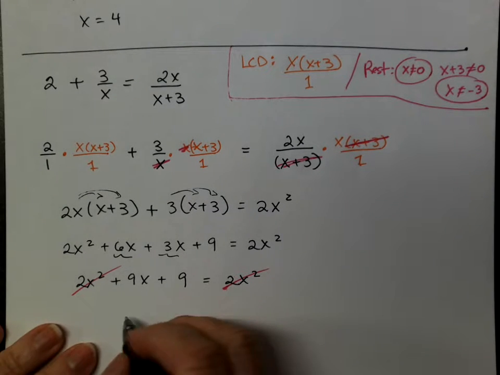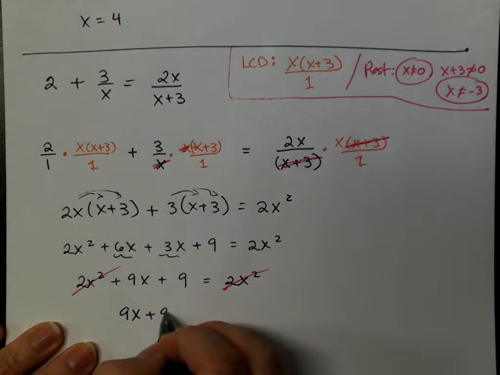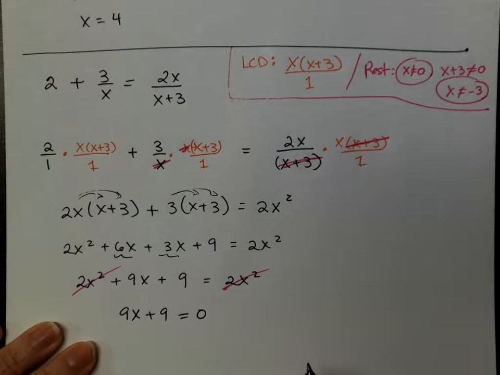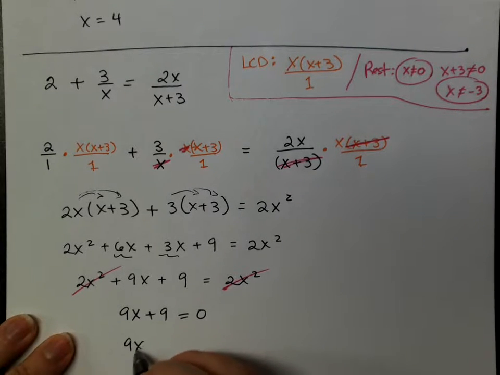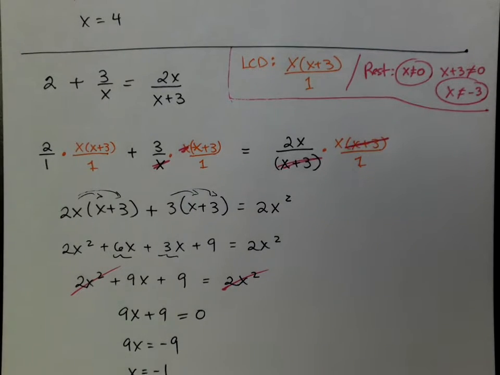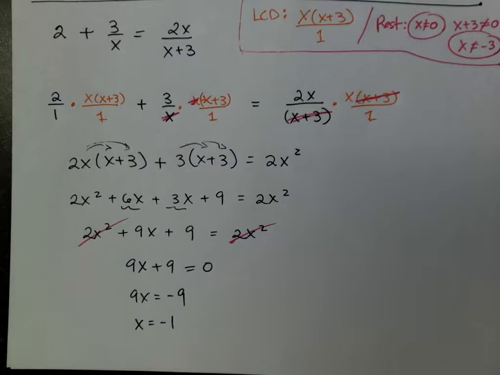Now what that gives me is standard form, but I don't need standard form for linear. I've got 9x plus 9 equals 0, but there's nothing to factor. Yeah, it looks like there's a GCF, but that's not how you solve a linear. Okay? You want to solve for x, so it's 9x equals negative 9, and x equals negative 1. Subtract 9 from both sides, divide both sides by 9.